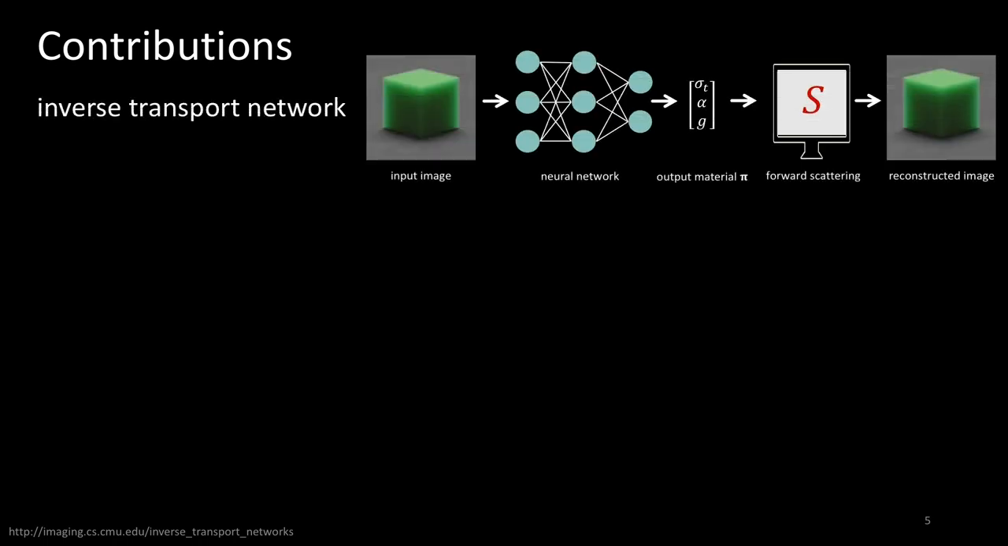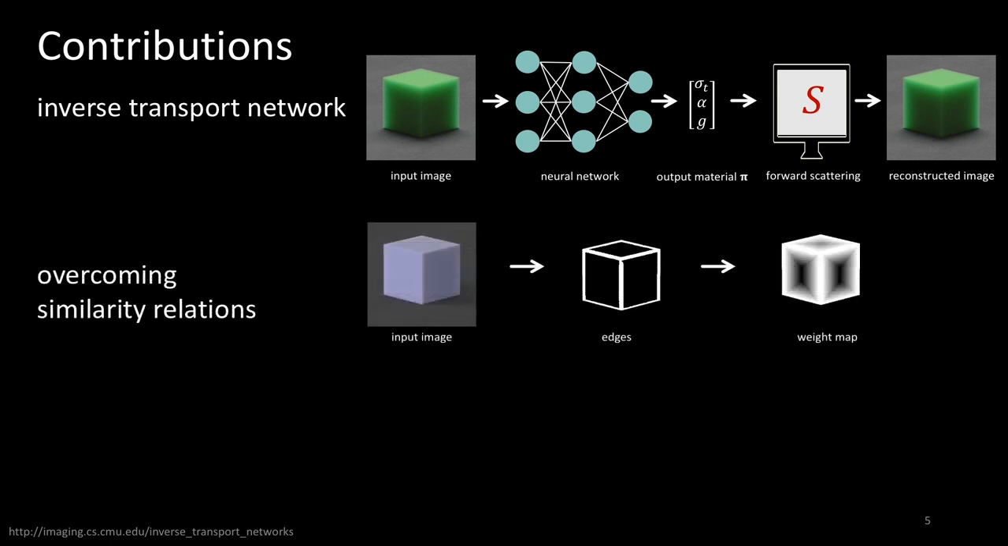We take first steps towards making inverse scattering possible in real time and in completely uncalibrated settings where no scene information is available. To this end, we first introduce a new inference pipeline, the inverse transport network, that combines neural networks with physics-based rendering to achieve both computational efficiency and physical accuracy at test time.